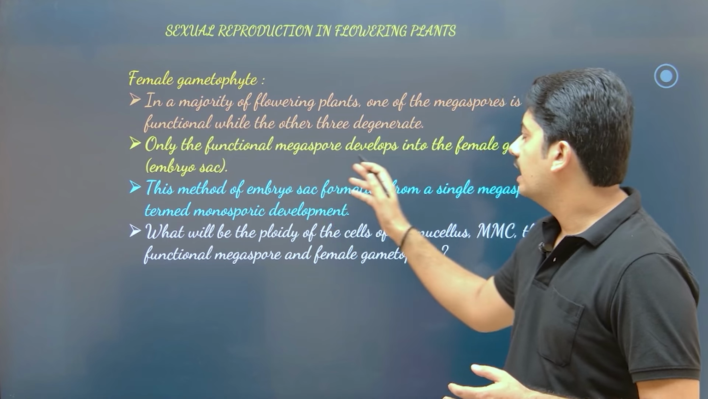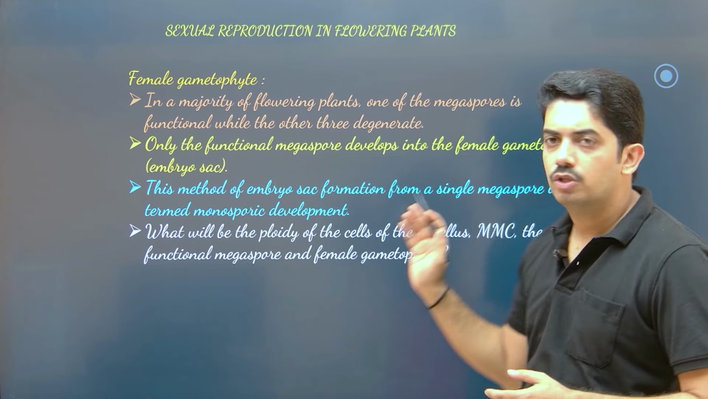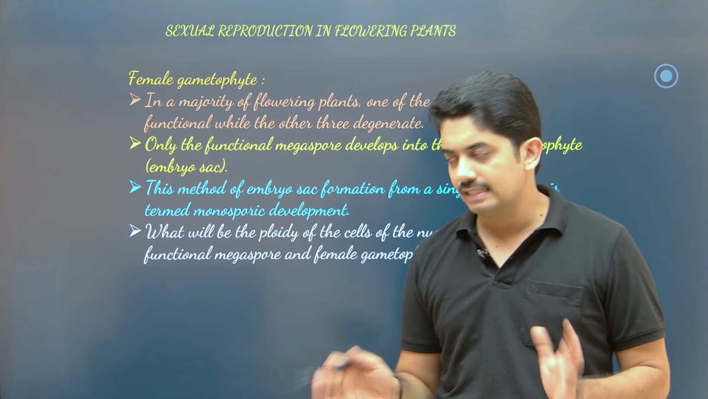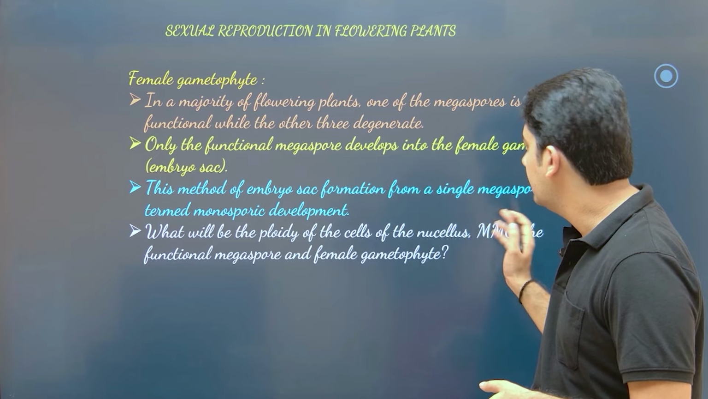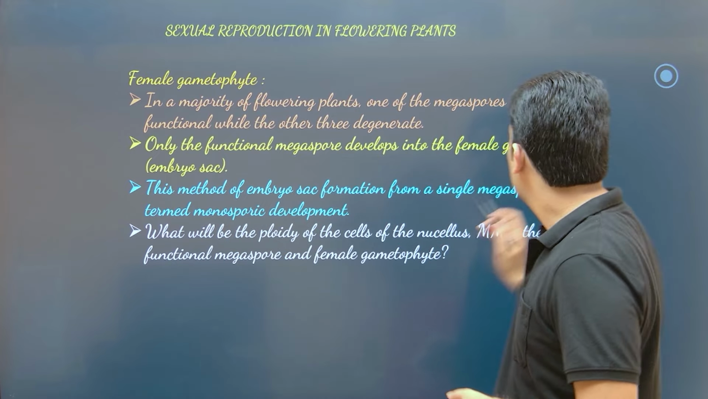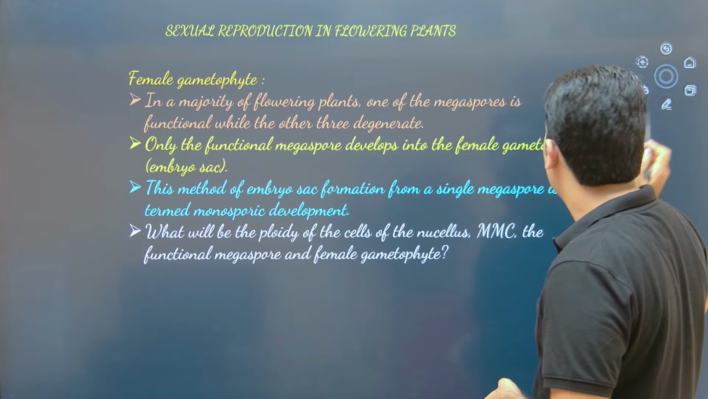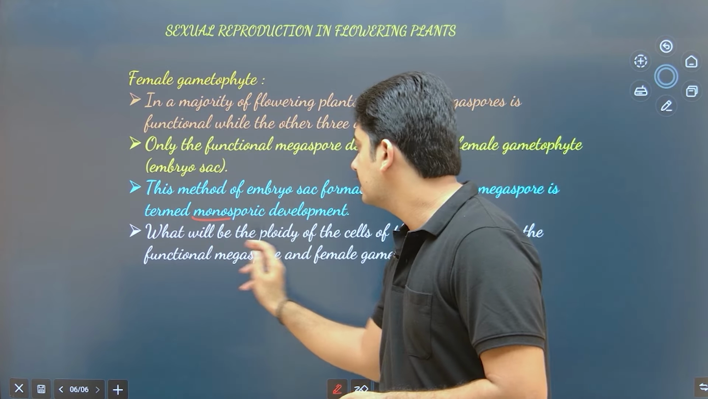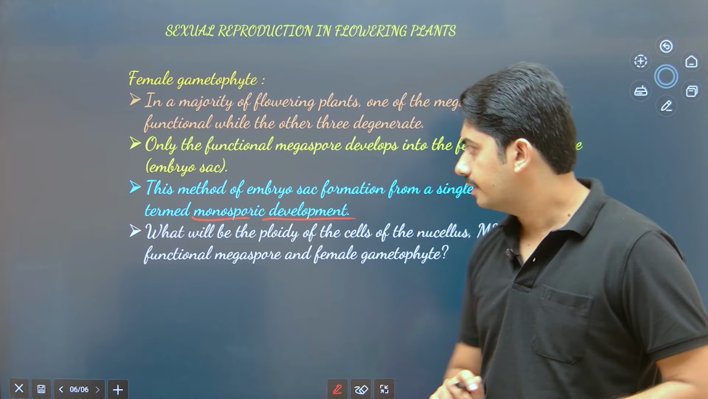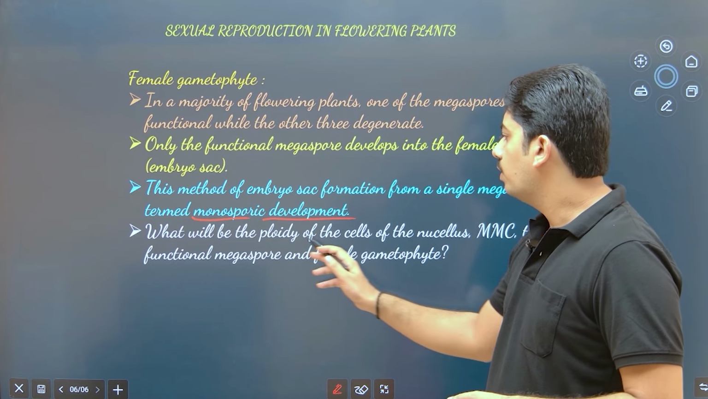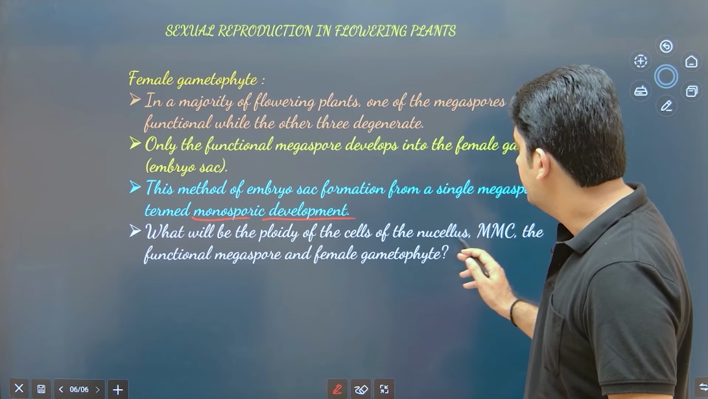Only the functional megaspore develops into a female gametophyte. Another name for that is the embryo sac. This method of embryo sac formation from a single megaspore is termed monosporic development, very, very important. It is one of the characteristic features of angiosperms, monosporic development.